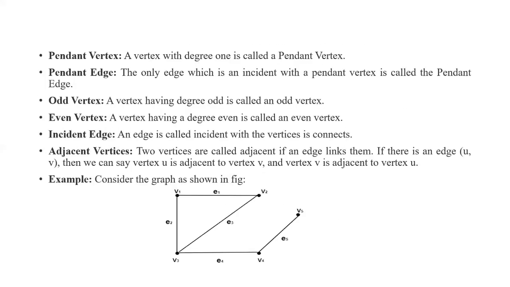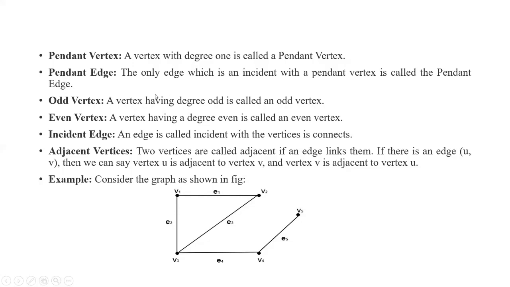The next is the pendant vertex. What do we mean by pendant? A vertex with degree 1 is called a pendant vertex. We know the degree is the number of edges associated with the vertex. So find the vertex whose degree is 1. Here V1 has degree 2, V2 has 2, V3 has 3, V4 has 2, and V5 has only one edge associated with it. So V5 is the pendant vertex.